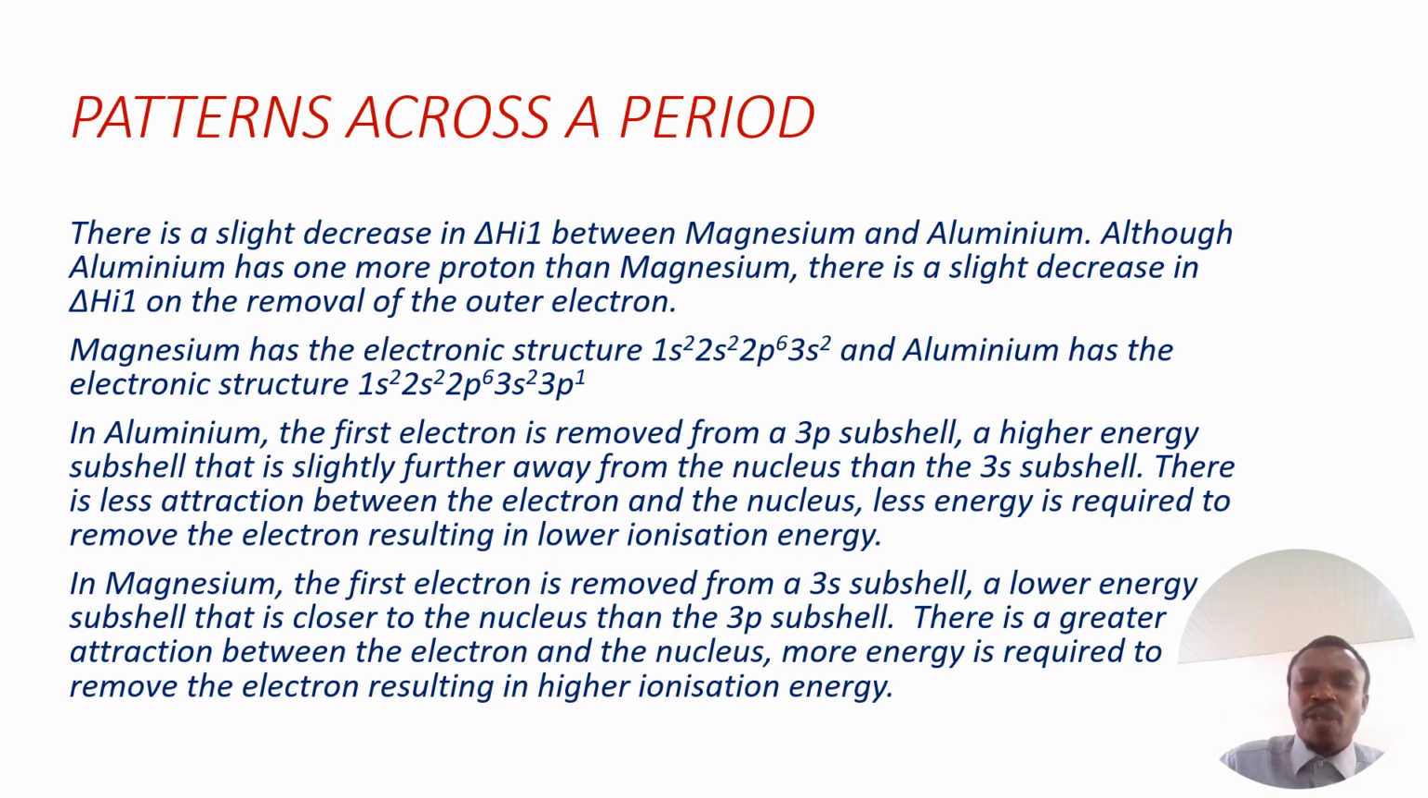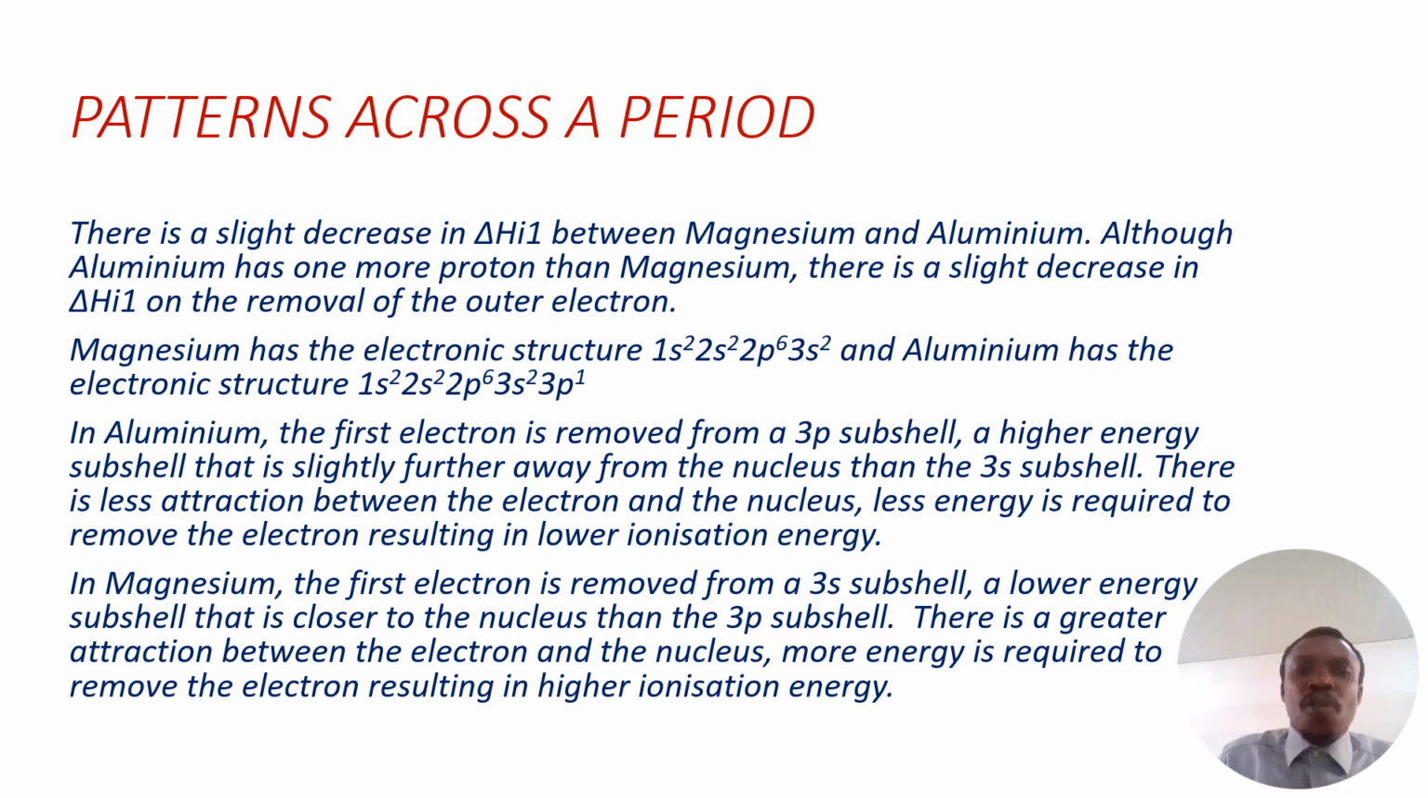While in magnesium, the first electron is removed from a 3s subshell, which is a lower energy subshell closer to the nucleus. So more energy is needed to remove the electron. Just as we have here, in aluminium the first electron is removed from a 3p subshell, a higher energy subshell that is slightly further away from the nucleus than the 3s subshell. So there is less attraction between the electron and the nucleus, so less energy is required to remove the electron, resulting in a lower ionization energy for aluminium.